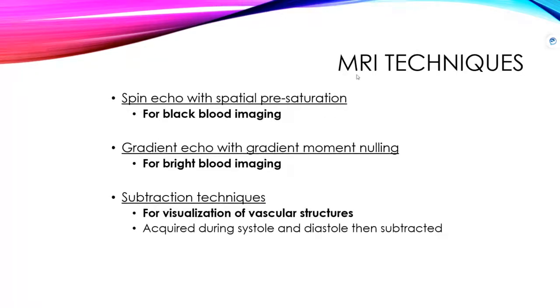So MRI, like I said, is going to look at the vasculature, not the actual blood. We're looking at the structures of the blood vessels, the heart, the arteries, the veins, etc. We can use spin echo with spatial presaturation, and we call these black blood imaging techniques. Gradient echo with gradient moment nulling for bright blood imaging, or subtraction techniques. And subtraction techniques are going to allow us to have even better visualization of vascular structure. So we'll look at those each right now.